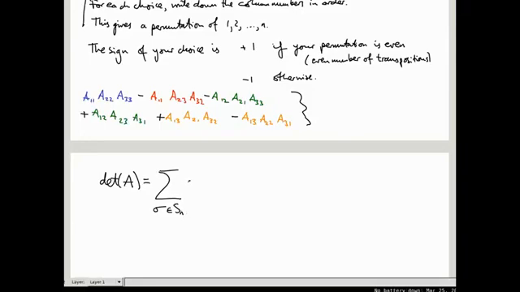And then there's a sign called sign of sigma. That is either plus 1 or minus 1 if the permutation is even or odd. And then there's a product of things A up to A. The first guy is coming from the first row, so this index will be 1. The second guy is coming from the second row, so this index will be 2. The last guy is coming from the last row, so the first index will be n.